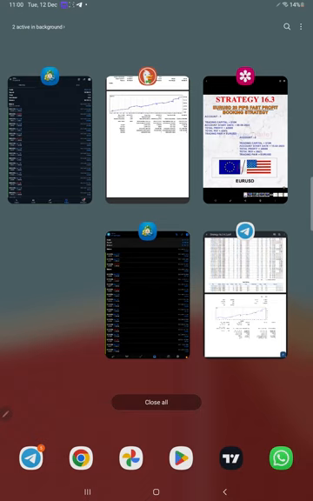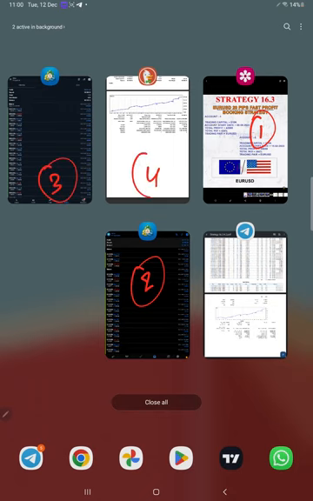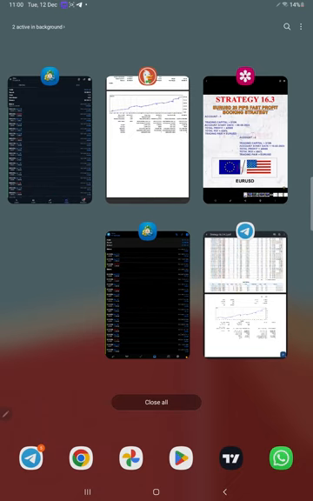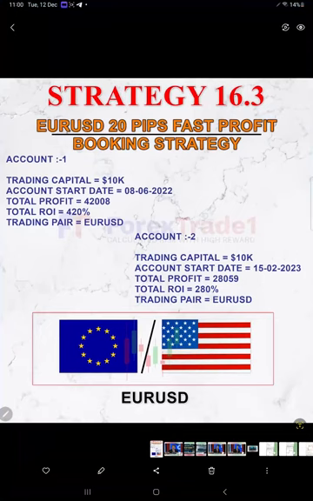The first part will be the strategy explanation, the second one will be the MT4, the third one will be the MT5 trading account history, and the fourth and fifth ones will be the trading account statements, the complete history to verify. So as you can see on your screen, this is part one.